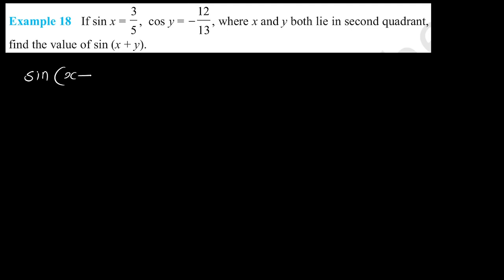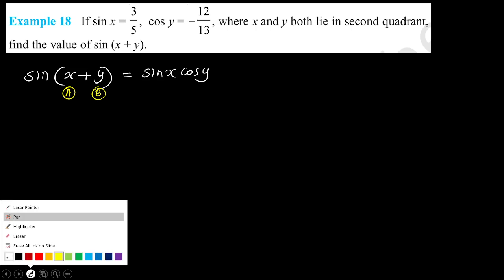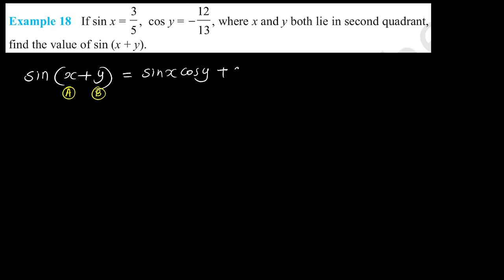Sin(x plus y), we can use the formula sin of a plus b. Understood? Sin of a plus b. You know that sin a cos b. Understood? The letter is changed, that's all. Sin a cos b plus cos a sin b. That is, sin of x plus y will be sin x cos y plus cos x sin y.